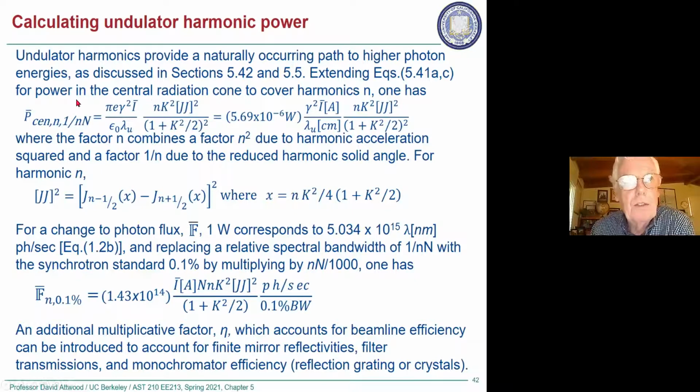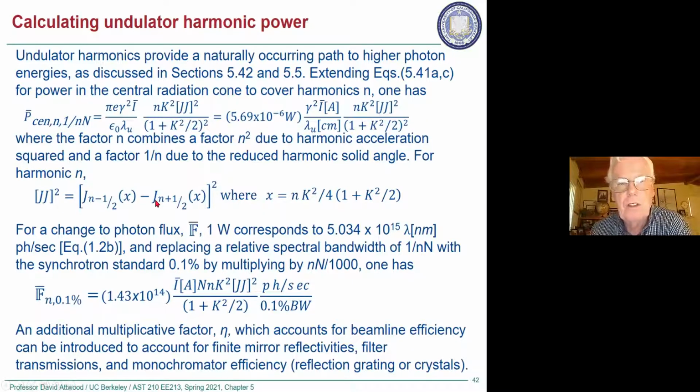So this is the formula that we've had before, except it has the JJ squared term, and this is a practical version of it. So if you had to do a homework calculation to calculate the power in the central cone for some number of harmonics, you could just use this formula here, okay? And now here is the JJ squared. Here's how it's defined, okay?